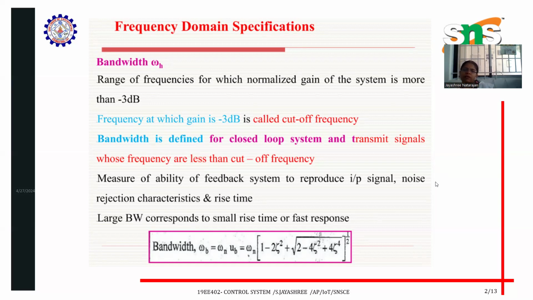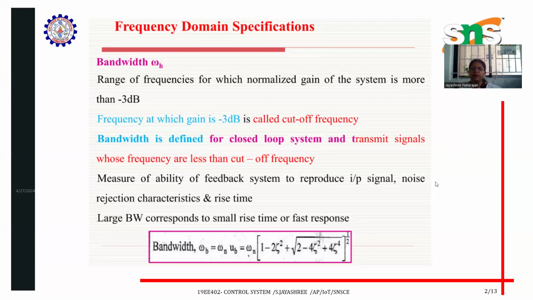Bandwidth is a measure of the ability of a feedback system to reproduce input signals, noise rejection characteristics, and rise time. At what bandwidth the noise will occur, we can calculate from the bandwidth. Right. So large bandwidth corresponds to small rise time or faster response. If the bandwidth is large, it means rise time is small. The response of the system is fast. So the system responds quickly if the bandwidth is large.